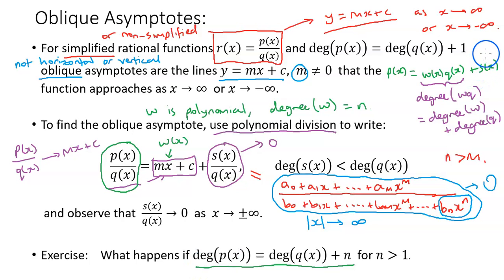And we also know that the degree of s is less than the degree of q, which is less than the degree of p. So the point is the degree of s is less than the degree of p. And so it must be the case that the degree of p is equal to the degree of w plus the degree of q.